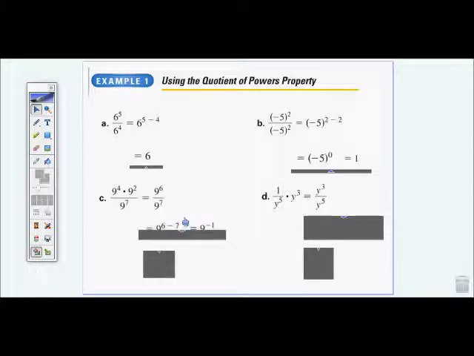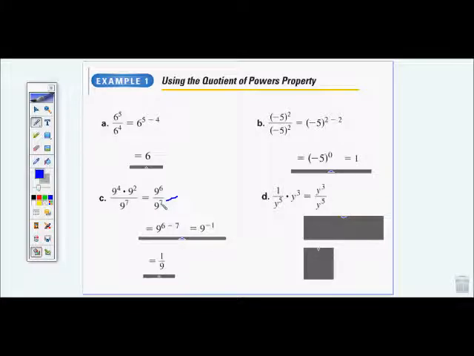So if you took it to the numerator, it would be 9 to the 6th minus 7, which would give you 9 to the negative 1. Then you would want it to have all positive exponents, so we would change it to the reciprocal, which would be 1/9.